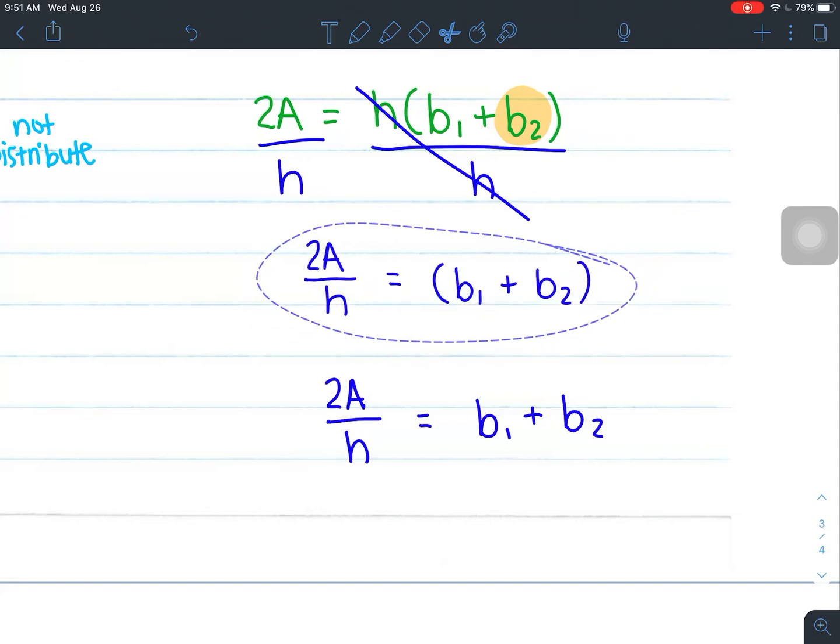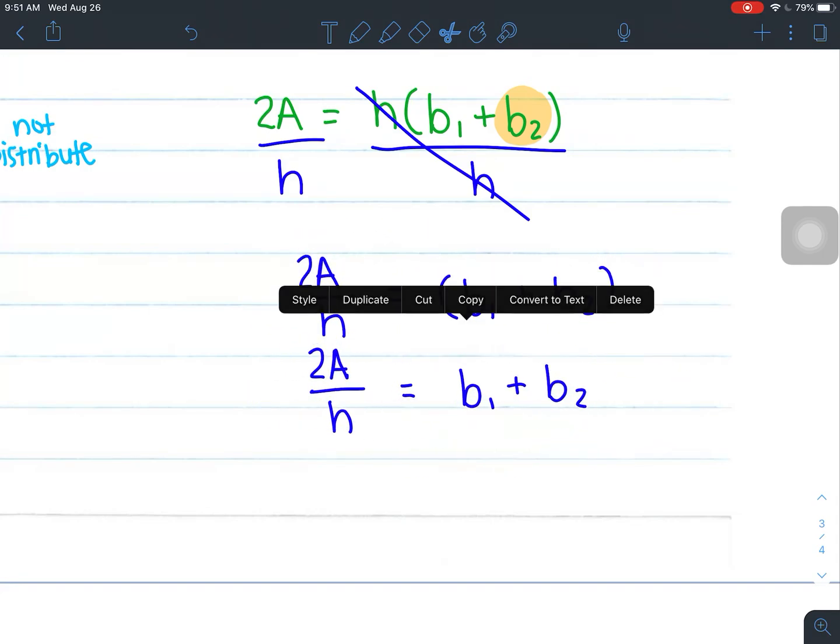Whoops, come on. Oh my goodness. It's getting stuck. All right, we'll just move it later.